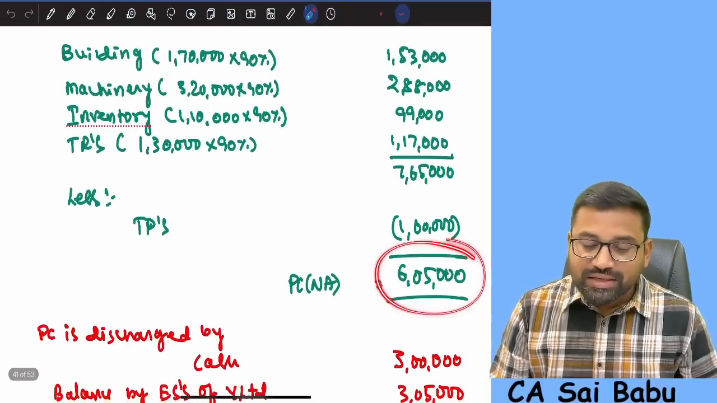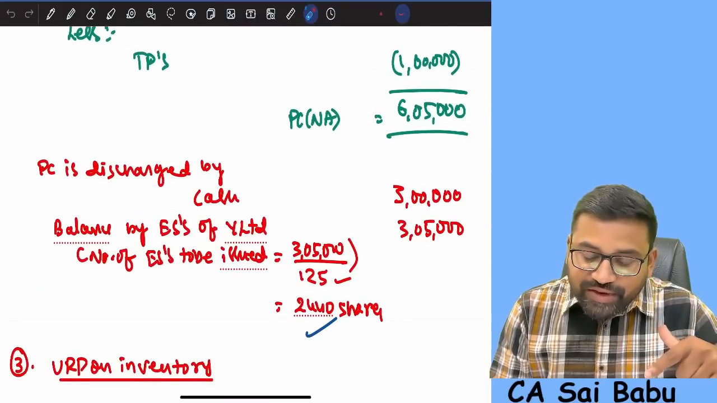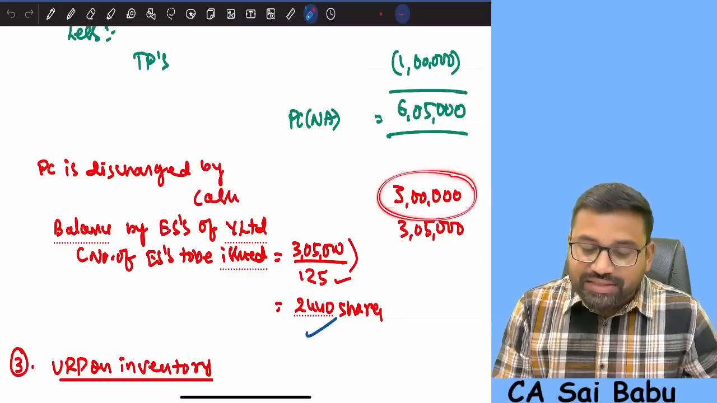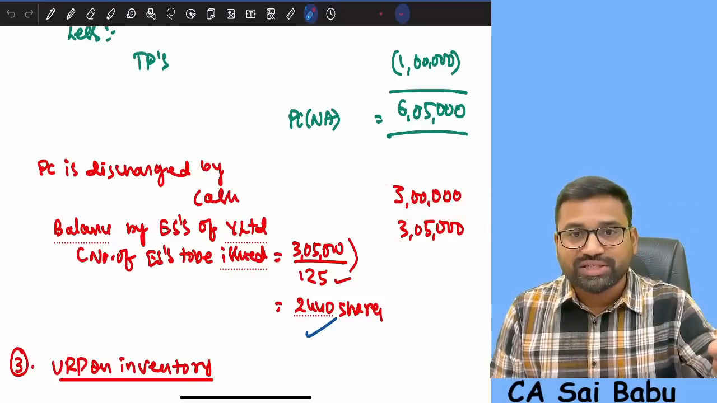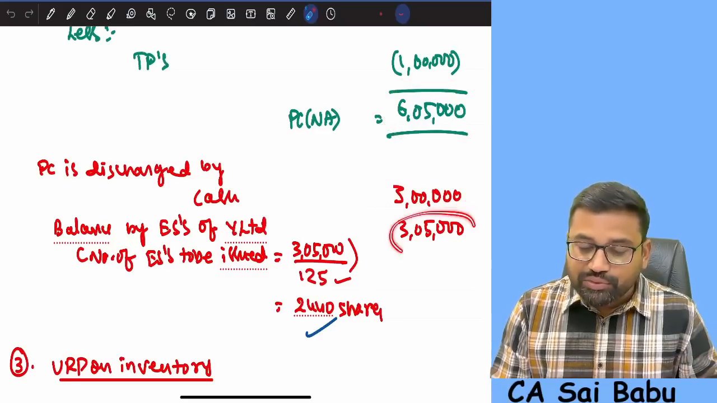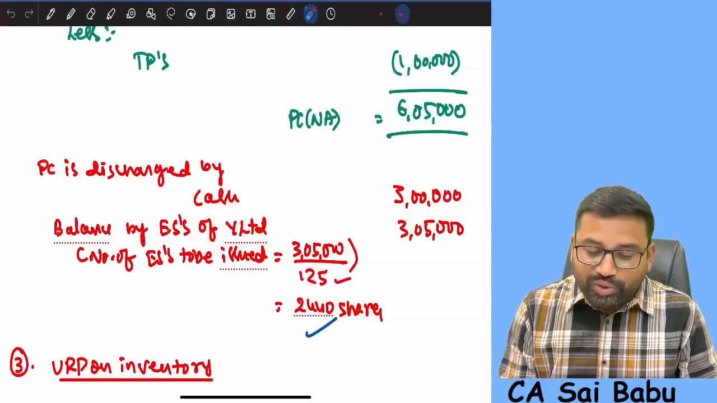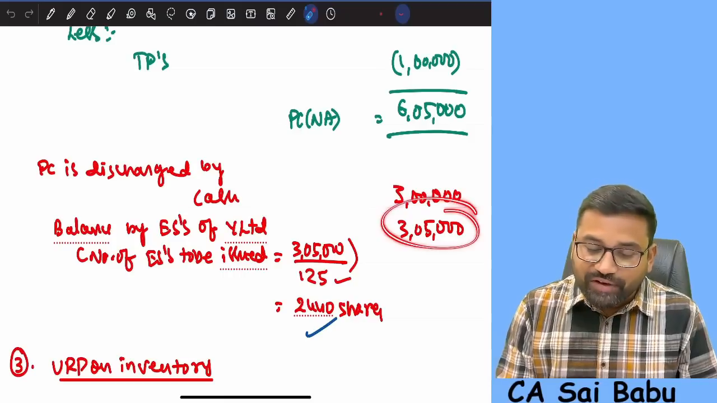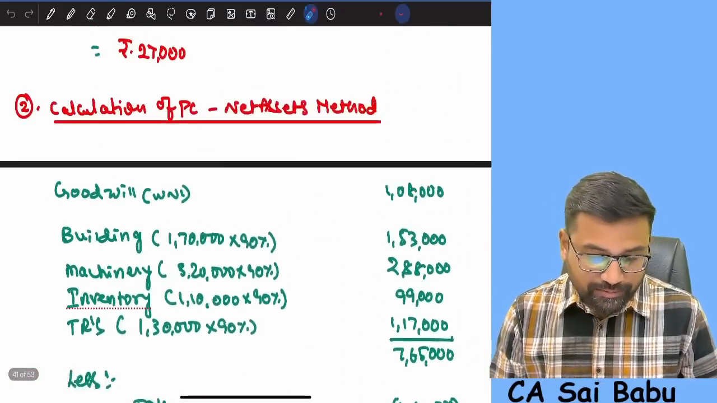So in this case, PC is 6,05,000. And this 6,05,000, how are they going to discharge? Cash 3 lakhs clearly given. Balance 3,05,000 will be given in the form of equity shares. So from 6,05,000 minus 3 lakhs, I get 3,05,000 as the mode of PC in the form of equity shares. Now each share is given at 125. So 3,05,000 divided by 125, so 2,440 equity shares will be given.